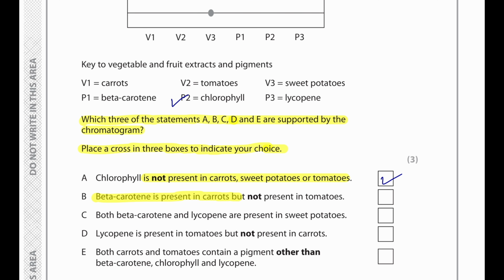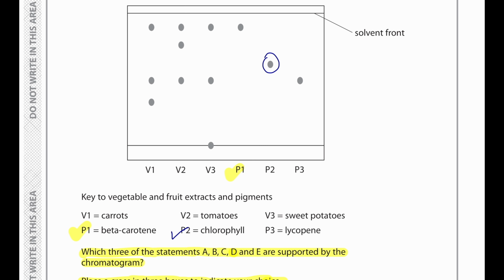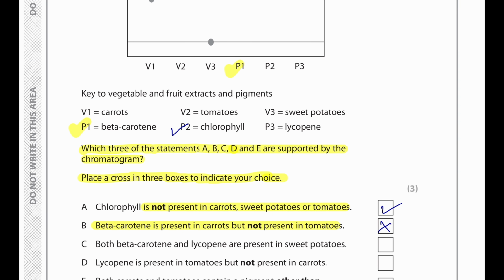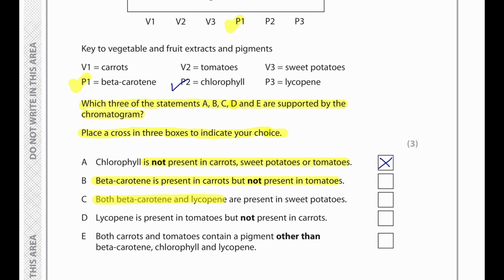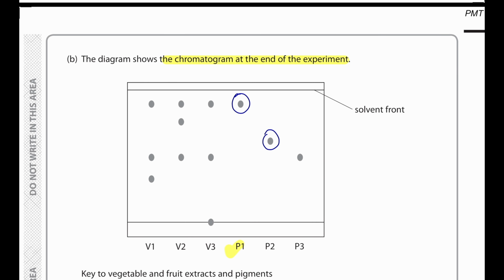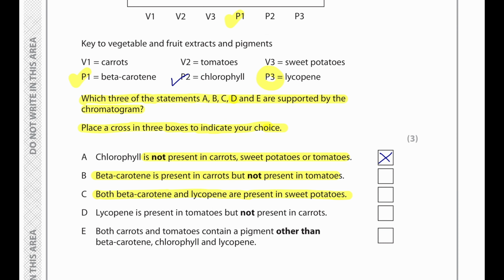Beta-carotene is present in carrots but not present in tomatoes. So beta-carotene is P1. And we can see beta-carotene is present in V1, V2, and V3. So this will be a wrong statement. Both beta-carotene and lycopene are present in sweet potatoes. Lycopene is represented by P3. And P3 is present in all of them. So this is a correct statement.